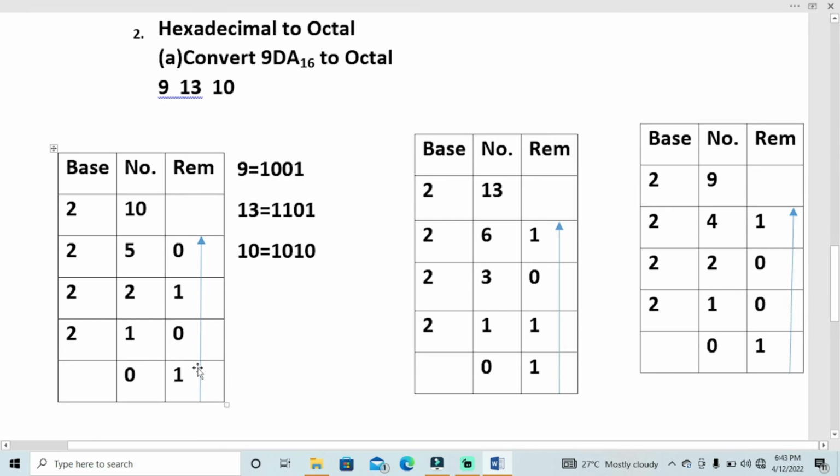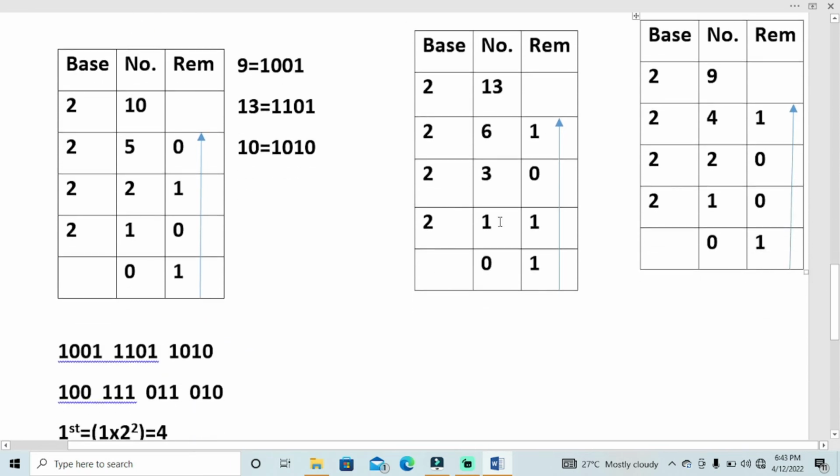Of course, I have said before, when using the division algorithm method, you take the binaries from the remainders, bottom going upward. So we want to take them and write them here. For 9 you can see we have 1 0 0 1, and then for 13 we have 1 1 0 1, and then for 10 we have 1 0 1 0.